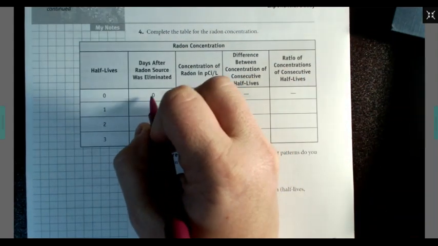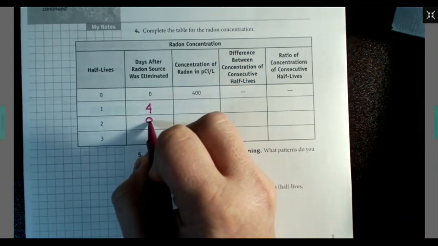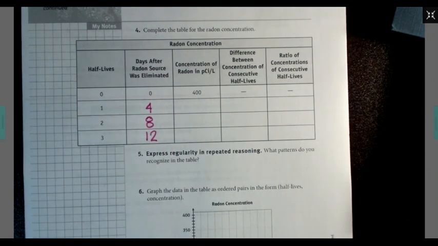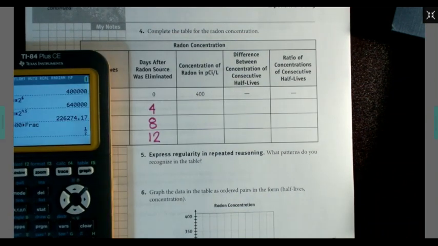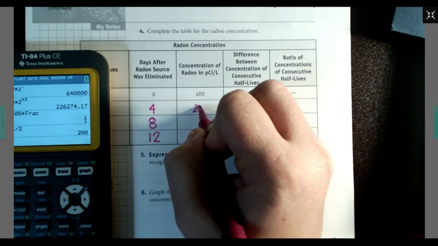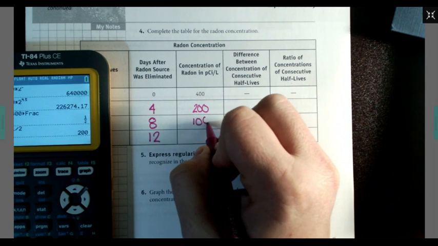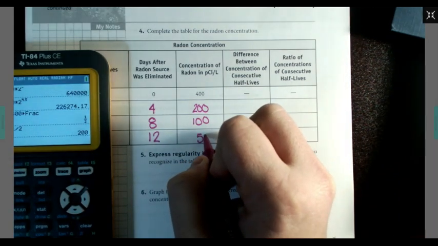So the days after the radon source was eliminated would be 4. Then another 4 days would be past, so that would be 8. And then another 4 days, that would be 12. And remember that it's decreasing by half each time. So if we start out with a concentration of 400 and we multiply by 1/2, that's 200. And then half of 200 is now 100. And half of 100 is 50.